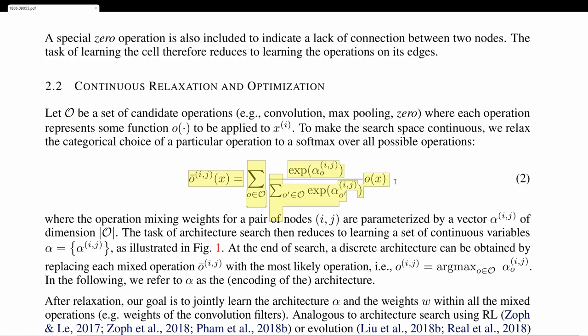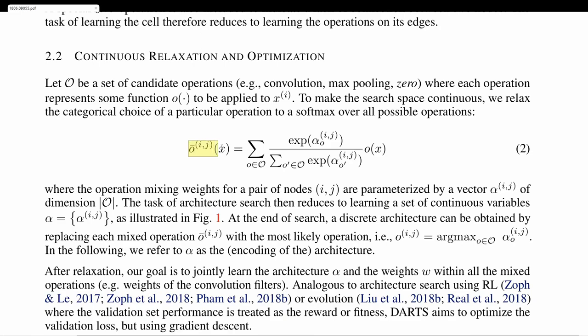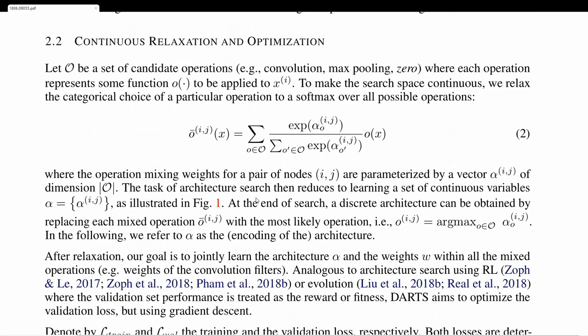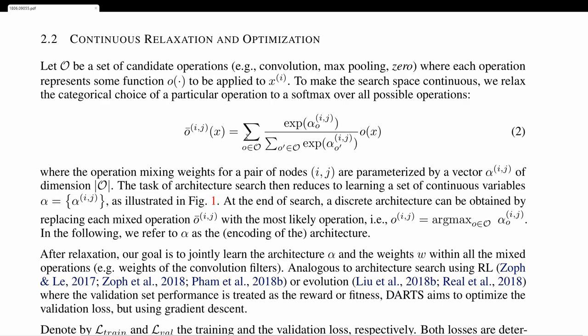Okay, so o bar ij of x. Here ij probably means from i to j. So this is i, this is j, so the operation from i to j. And o bar is some number: a sum over all operations in O, with the exponential of alpha o ij.